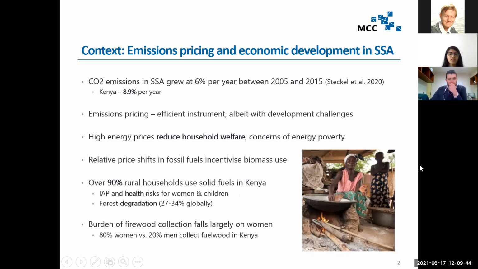Today, we investigate a specific dimension of biomass use, which is that of firewood collection. In Kenya, the burden of firewood collection falls largely on women. For example, in 2015-16, around 80% of women reported collecting firewood, but only 20% of men did so.